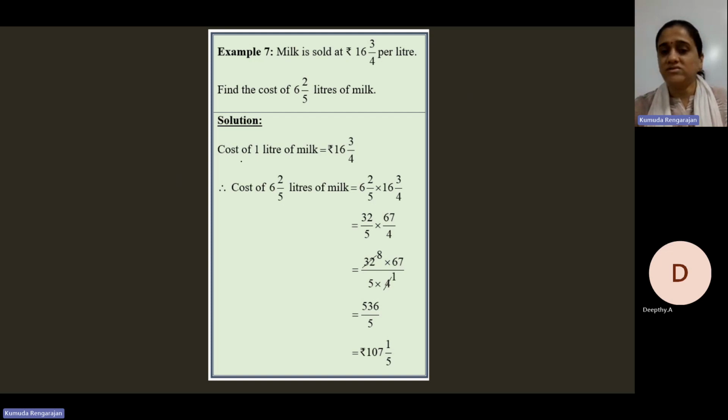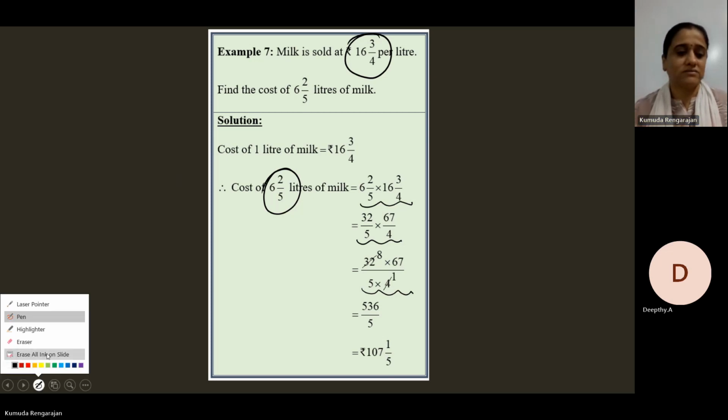Yeah, children. Now see here, cost. So how will you write the statements? Cost of 1 liter of milk, right? Then cost of 6 2/5 liters of milk. These will be the statements. And you know the operation is multiplication. Then mixed fractions should be converted to improper fractions. And then to multiply two fractions, we need to multiply the numerators and multiply the denominators, right? And then simplify, right?